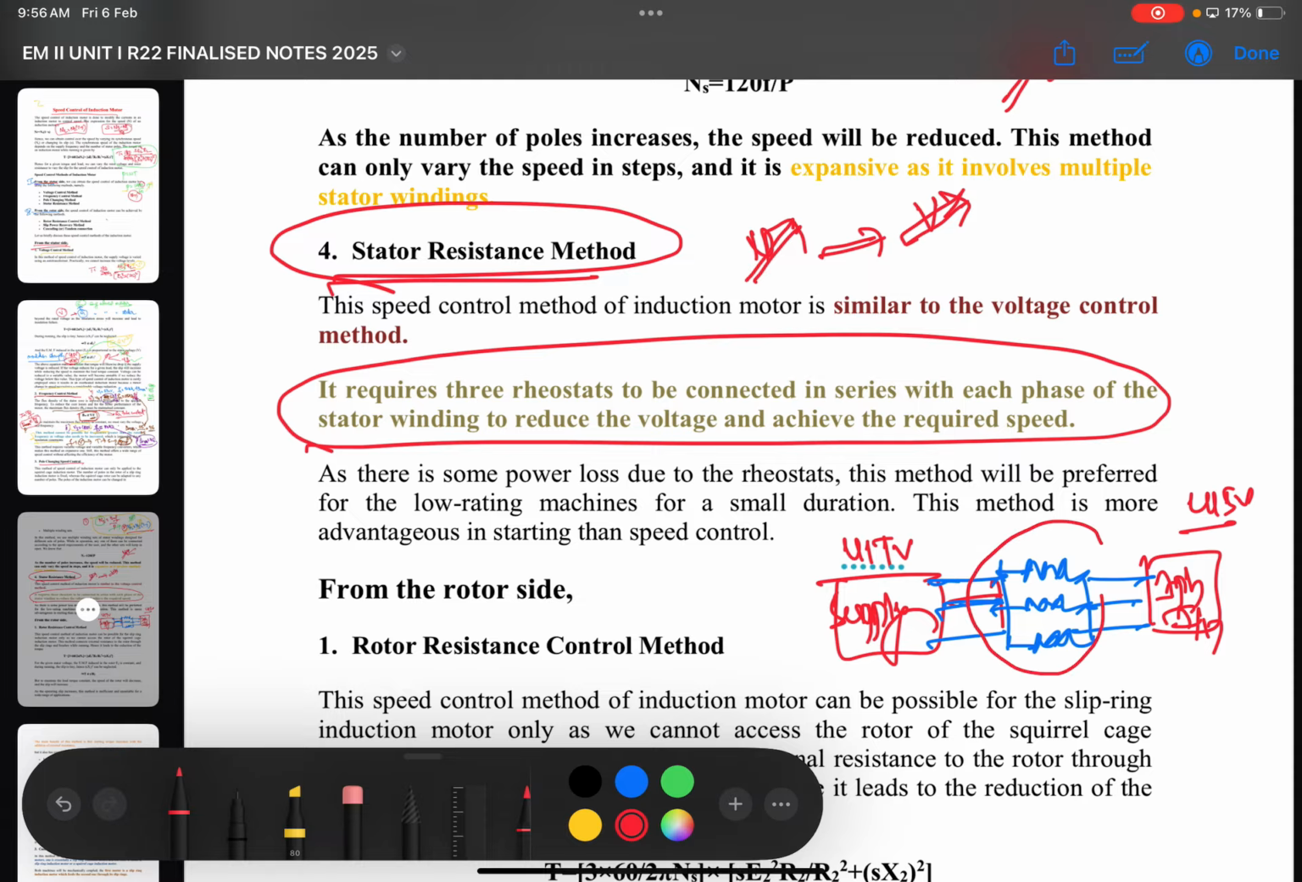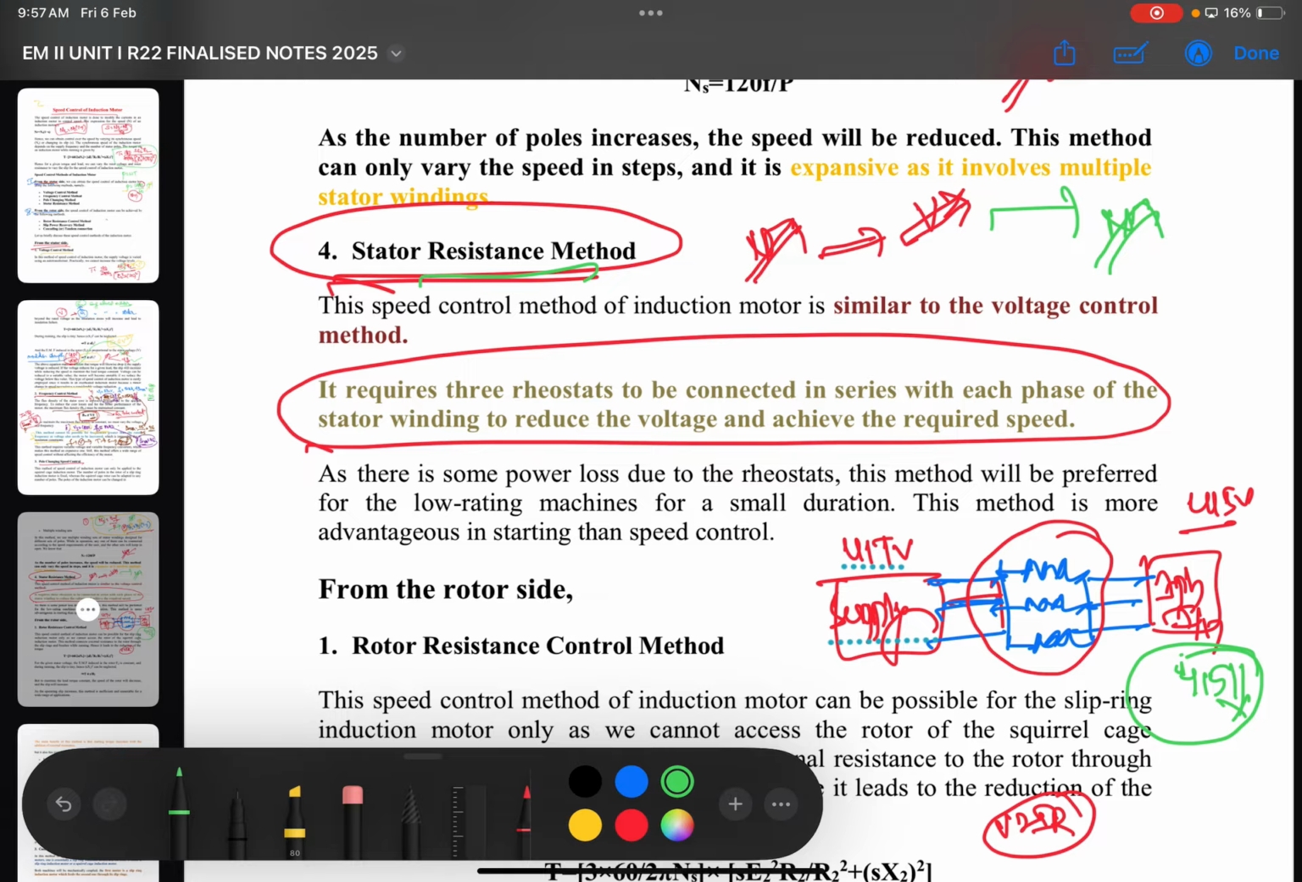Now here what I am doing, I am introducing a new resistance in between the supply voltage and the three phase induction motor. Then what happens here? There is a voltage drop, will it take place or not? Wherever resistance is there, what is the formula? V equal to IR. So in this case, the voltage in the three phase induction motor definitely will be less than 415 volts. When voltage is reduced, then automatically what happens? Speed changes here.